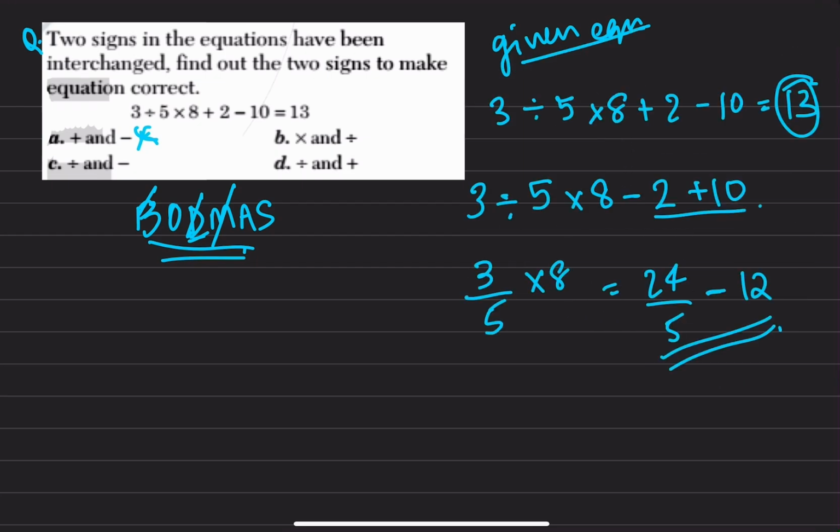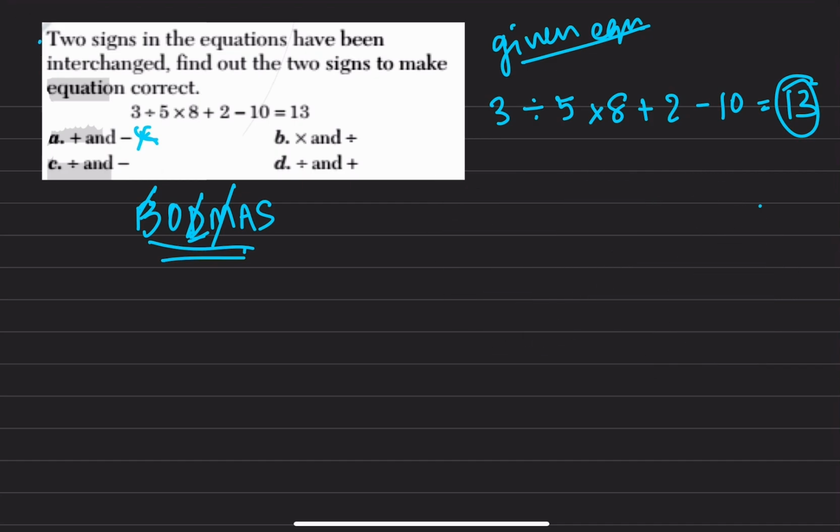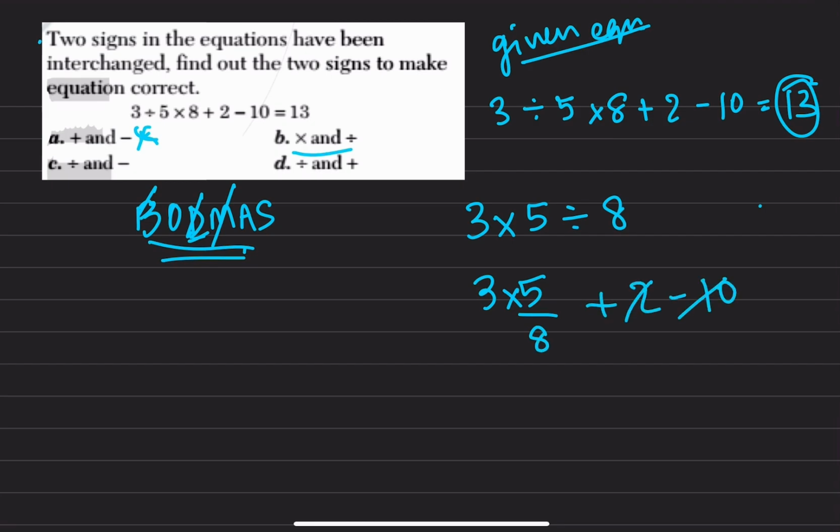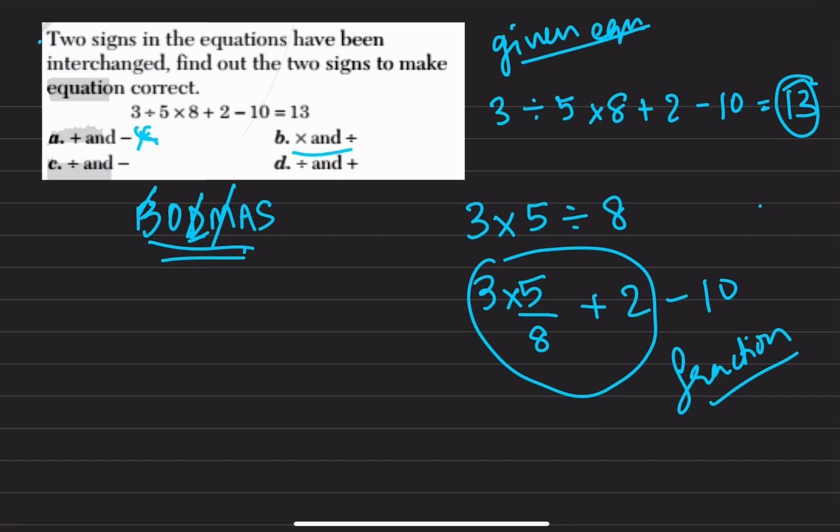We'll check out the next option. Multiplication and division. So 3 into 5 divided by 8, plus 2 minus 10. We have to do this, but this will give a fraction number. We need a whole number, so this is also wrong.